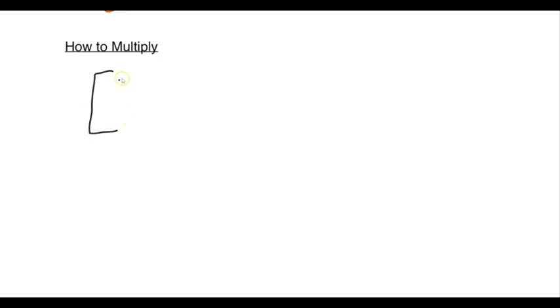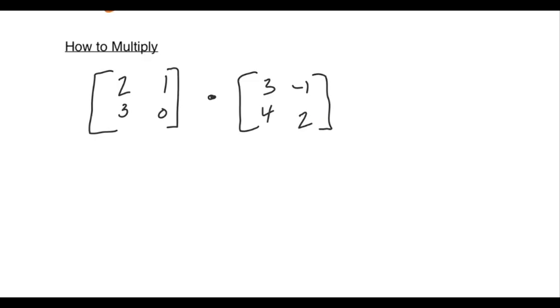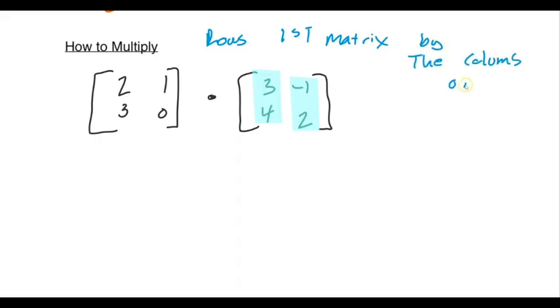And let's talk about how we do this. I'll show you 2 ways. The first way is the proper way, which is I have this matrix here. Best is to do by example. We'll do 2, 1, 3, 0, and then we're going to multiply by this other matrix: 3, 4, negative 1, 2. We multiply the rows of the first matrix by the columns of the second matrix. Everything in matrices is rows by columns.